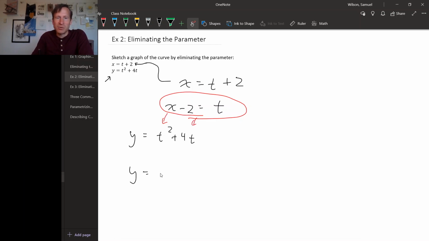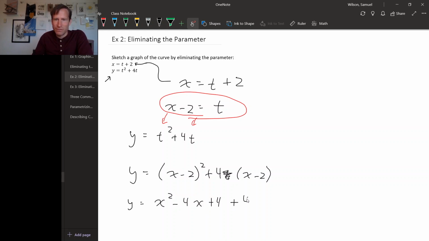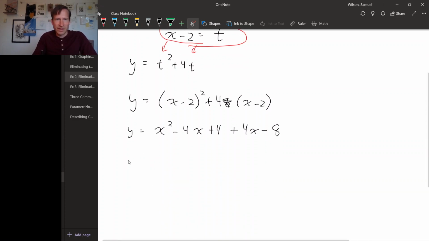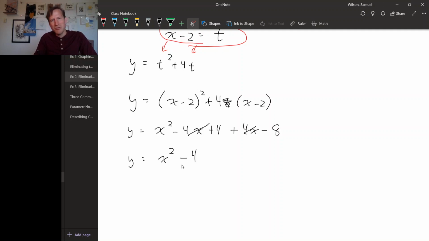So we get y equals x minus 2 squared plus 4 times x minus 2. I'm sorry, t is x minus 2. Then we should probably simplify this. So let's see, multiply everything out: x squared minus 4x plus 4 plus 4x minus 8. It looks like all of these x terms are going to cancel. So that gives us y equals x squared minus 4. And we know what that looks like.